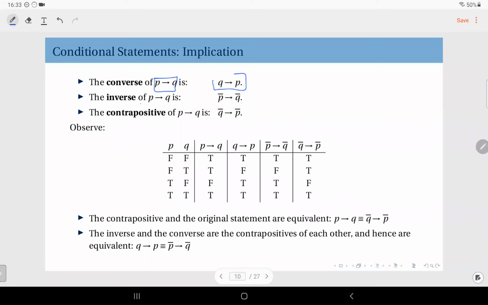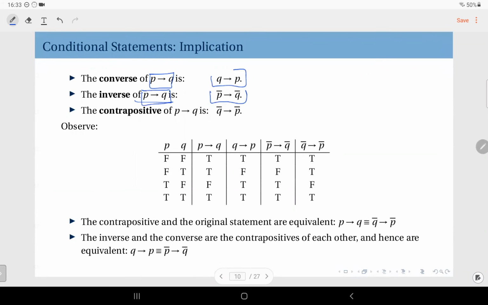The inverse of the implication is given here. What you do is you negate both the antecedent and the consequent. So the original implication is P implies Q, and the inverse is not P implies not Q. Okay, and when you combine these two, you obtain what we call the contrapositive.